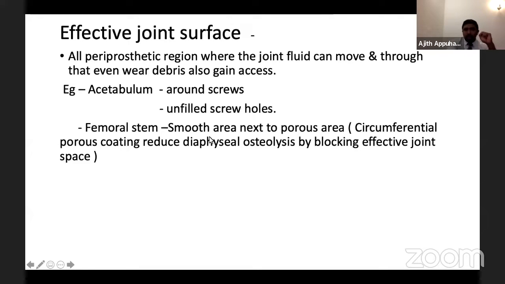In the femoral part, you know the stem has a porous area and a smooth area. After the porous area, the smooth area can get access circumferentially. The fluid can make contact through the stem, around the stem.